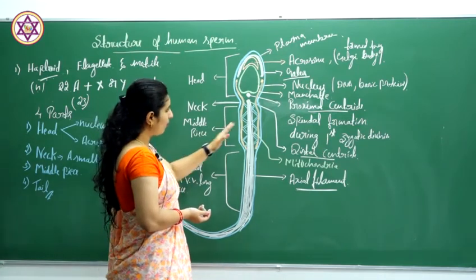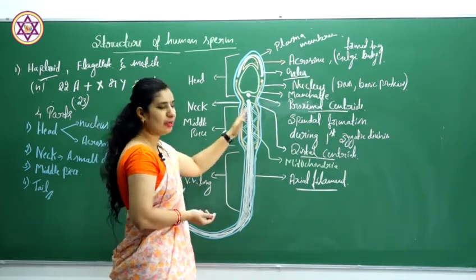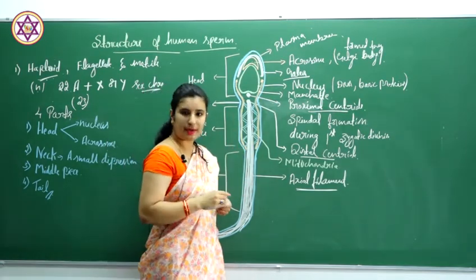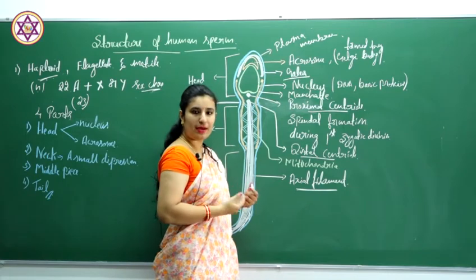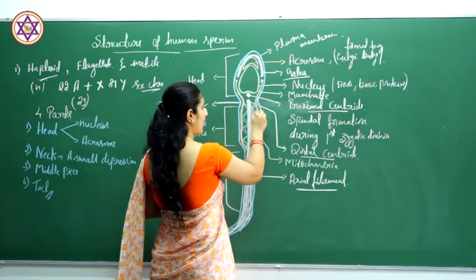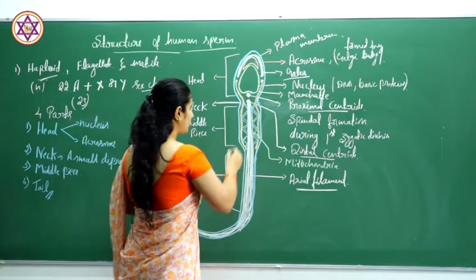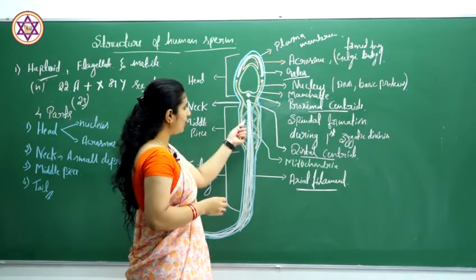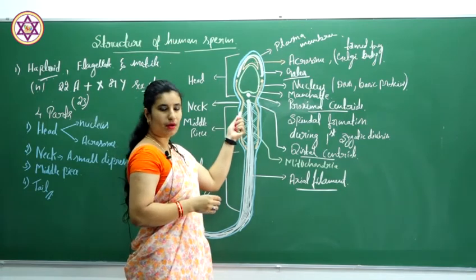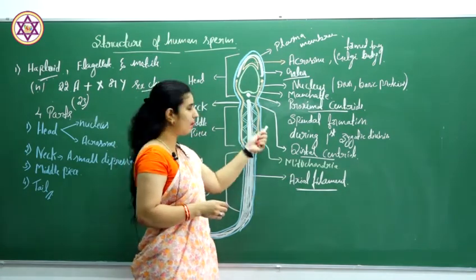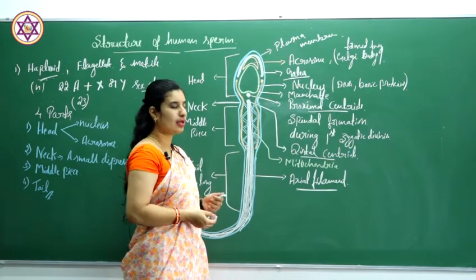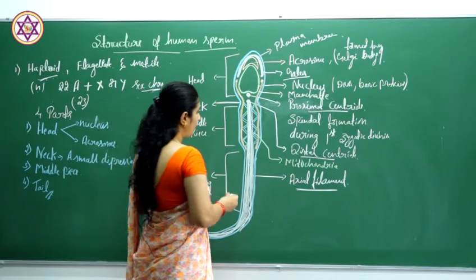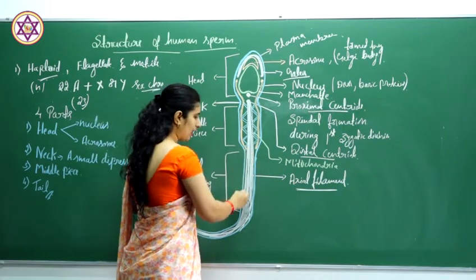Here, the middle piece contains the spirally arranged mitochondria, which are spiral and ribbon-like. This is the structure. So this axial filament is surrounded by the mitochondria, which provides energy for the movement of the sperm.